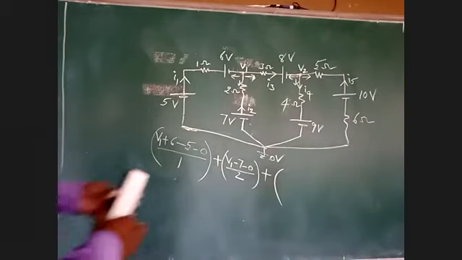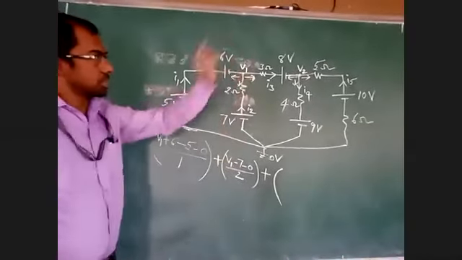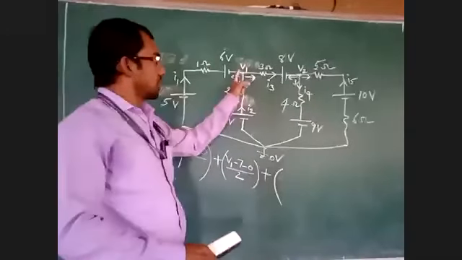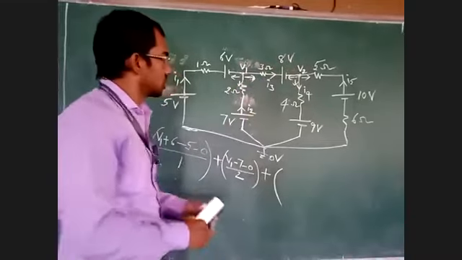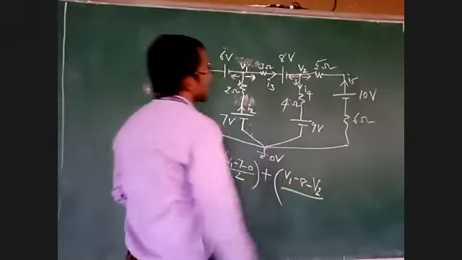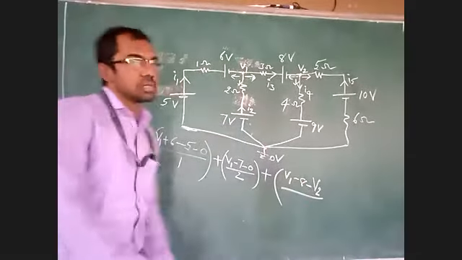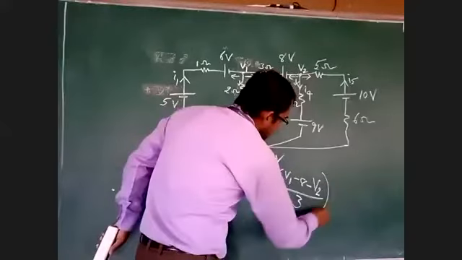Next. This arrow is completed. Now come to this arrow. Your arrow is moving from V1 to V2. V1 is at higher potential, V2 is at lower potential. V1 minus 8 minus V2, divided by the resistance. What is the value of the resistance? 3 ohms. Okay, this is your first equation.